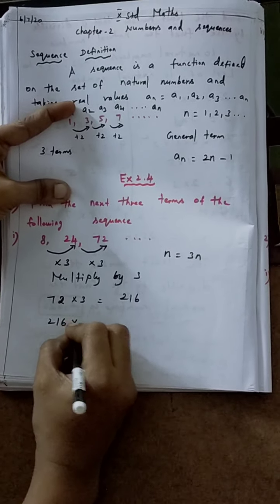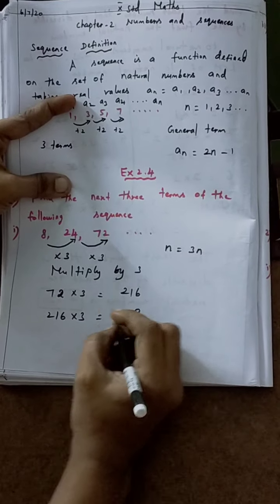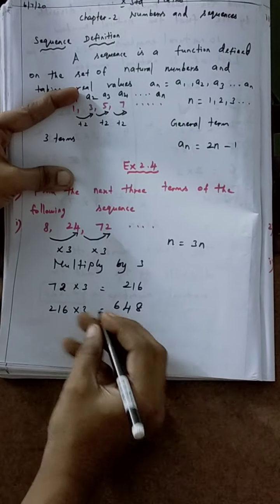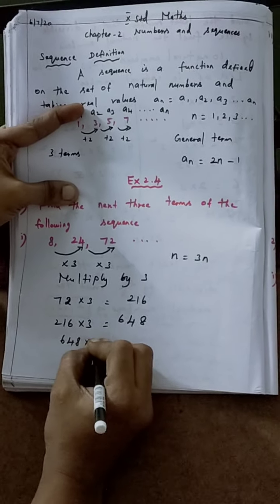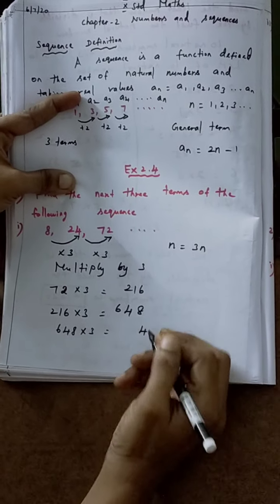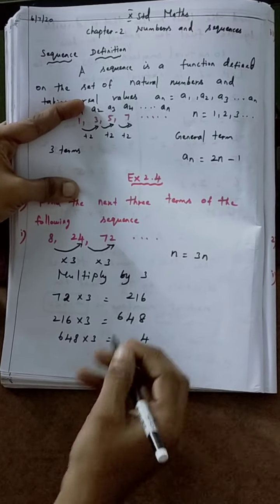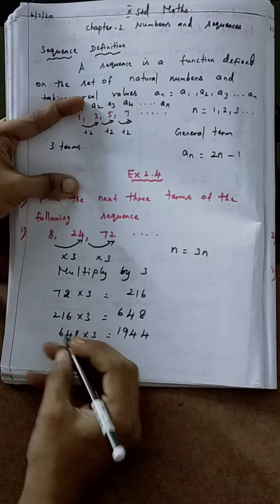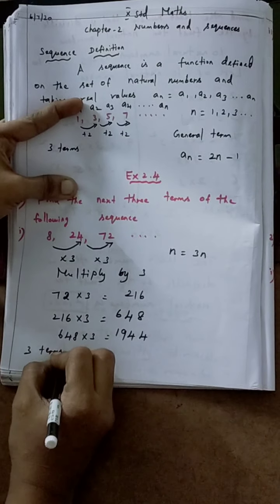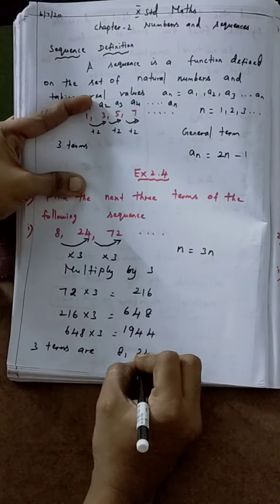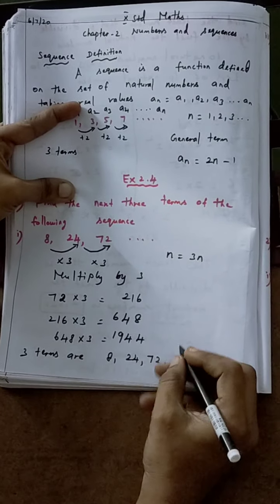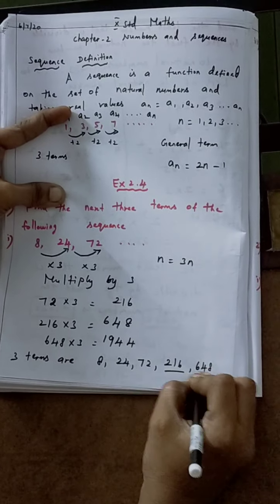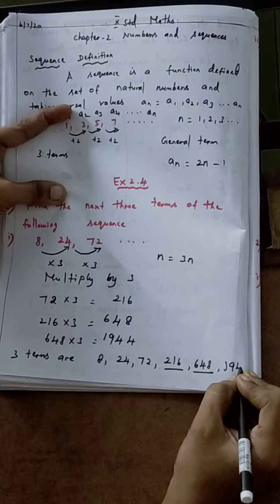Then 216 into 3 equal to, 6 3s are 18, balance 1, 1 3s are 3 plus 1 is 4, 2 3s are 6, so 648. The next term is 648 into 3, equal to 3 8s are 24, balance 2, 4 3s are 12, 12 plus 2 is 14, balance 1, 6 3s are 18, 18 plus 1 is 19. So the next three terms are, write down the answer: 8, 24, 72, the next fourth term is 216, 648, 1944.